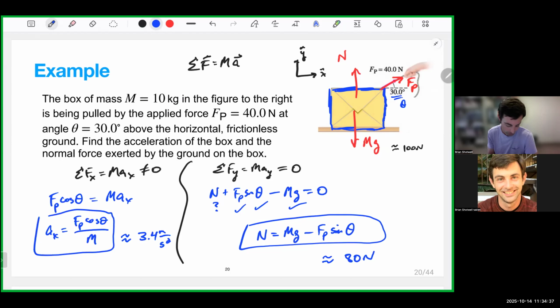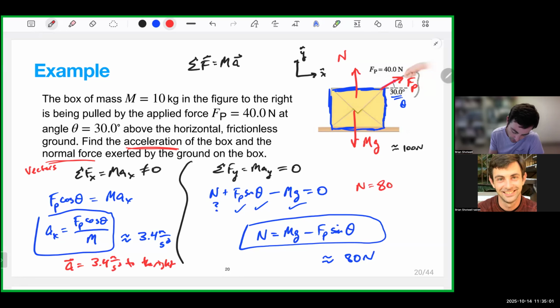Okay, so we solved, so the acceleration, which is a vector. So really these are vectors, right? This is a vector and this is a vector. We should really express our answer as a vector. So the acceleration is 3.4 meters per second squared to the right. And the normal force is equal to 80 newtons upwards. So really expressing our answers as vectors, we should indicate the direction as well.